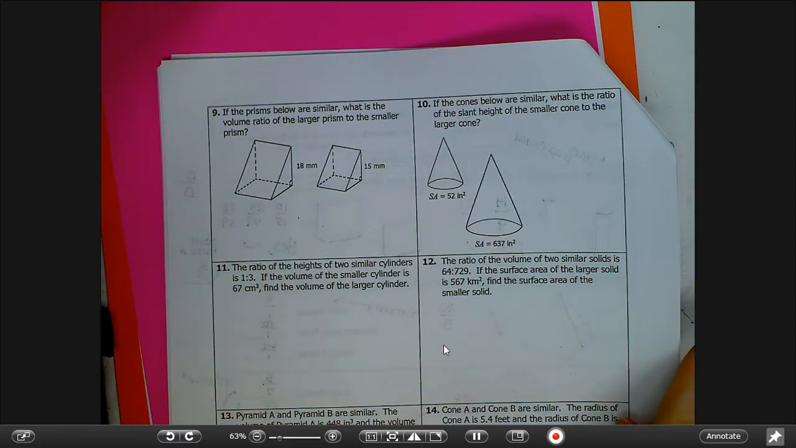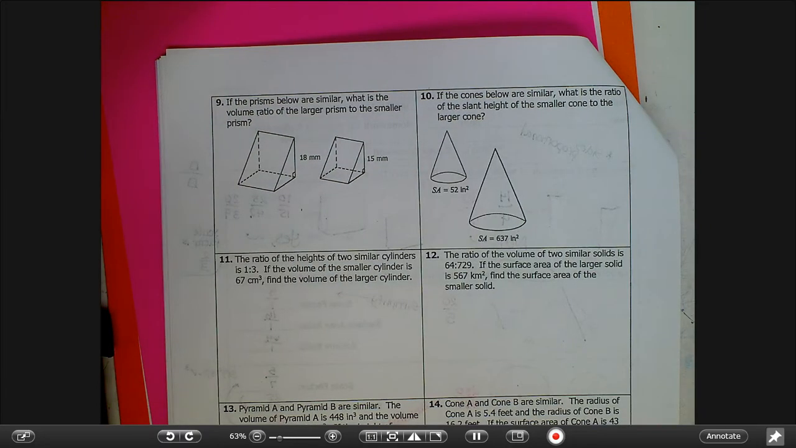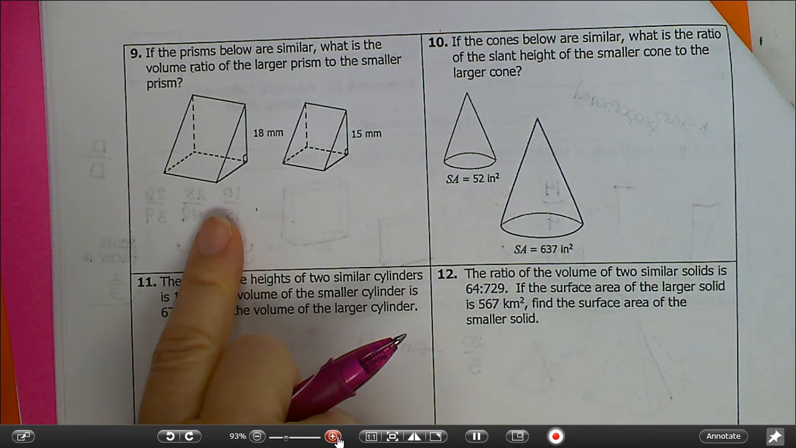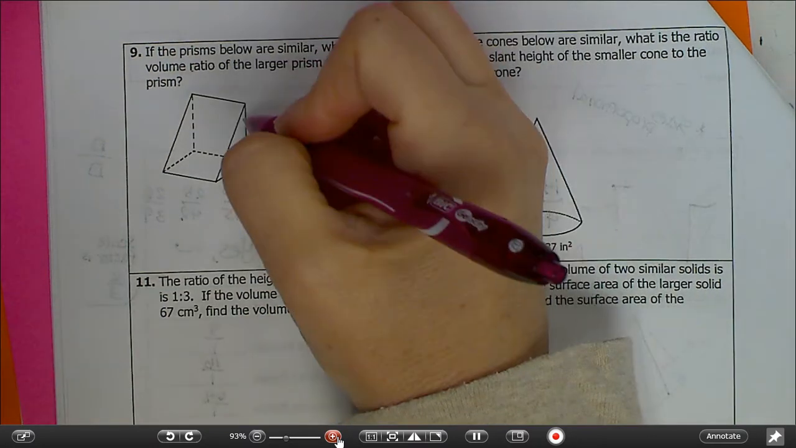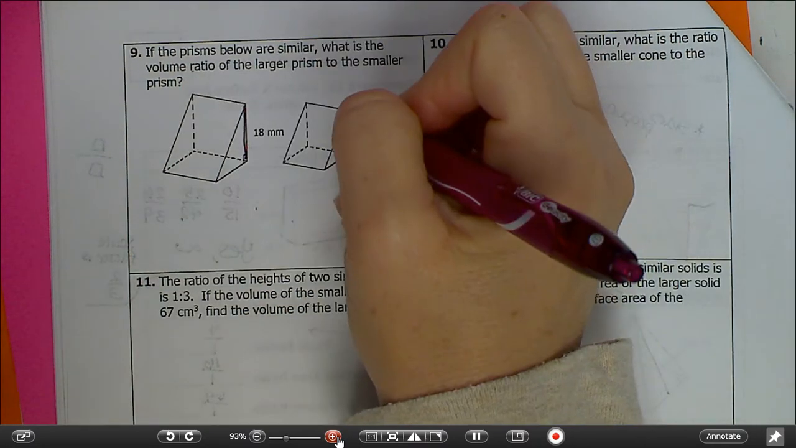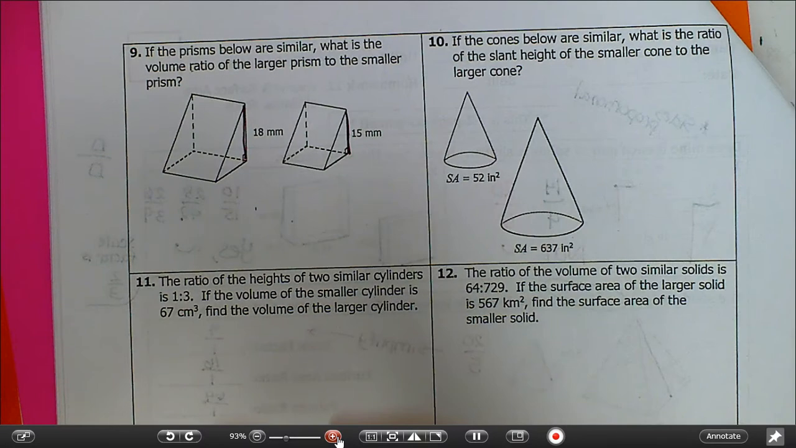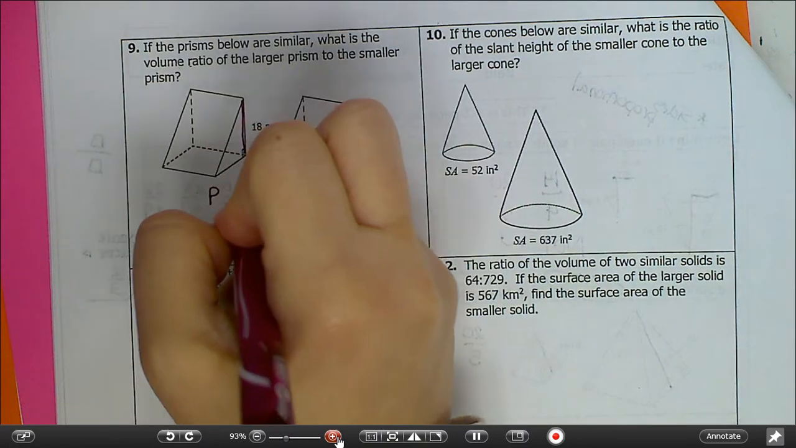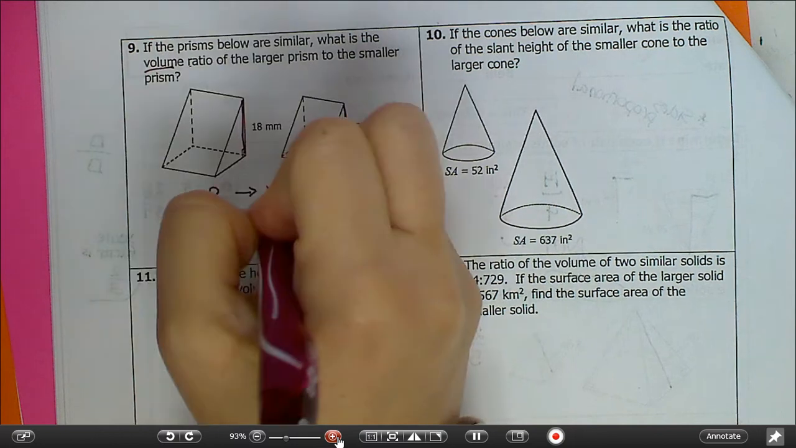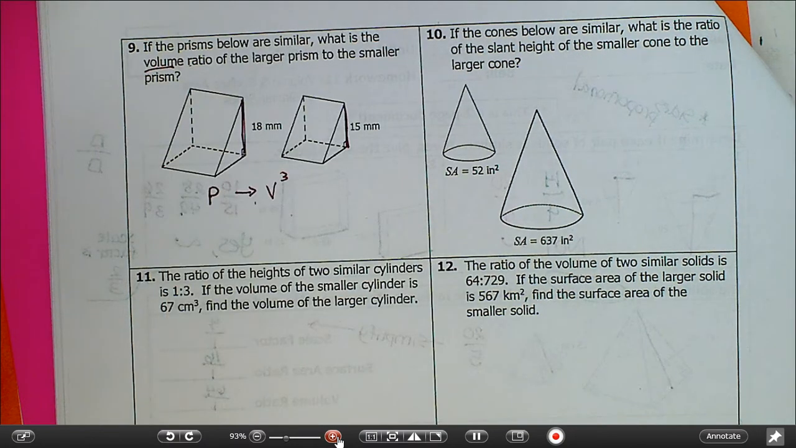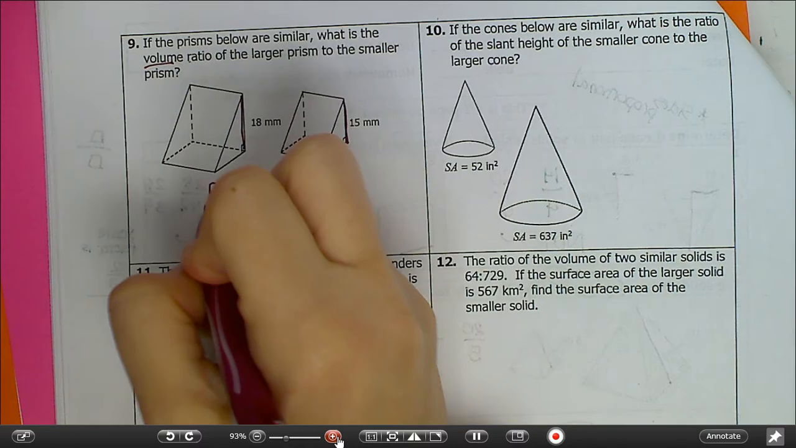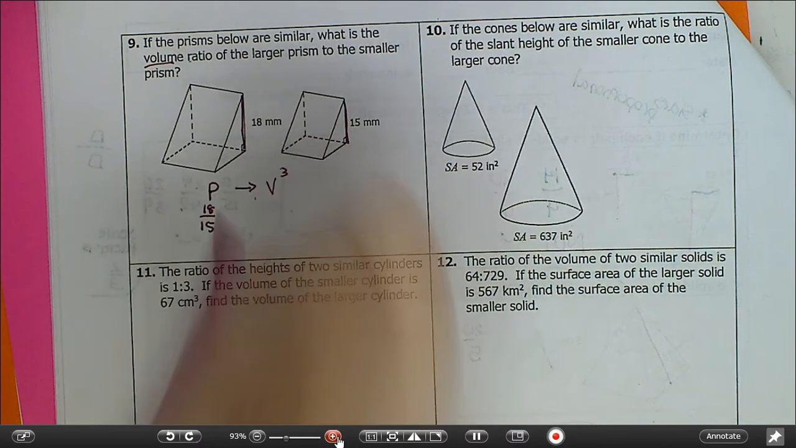If the prisms below are similar, what is the volume ratio of the larger prism to the smaller one? So this is important to make sure we get it in the right way. We are given a measurement, one dimension. We're given the height. So we're starting in plane world, and it tells us we want to go to volume. So similar to the last one we did. It says larger to smaller, so I'm going to put the 18 over the 15.